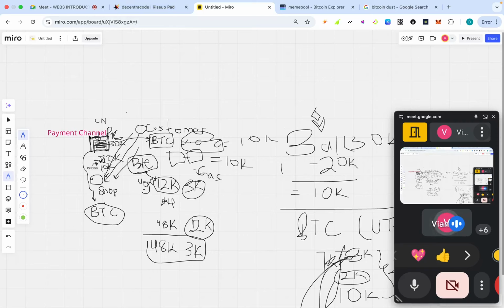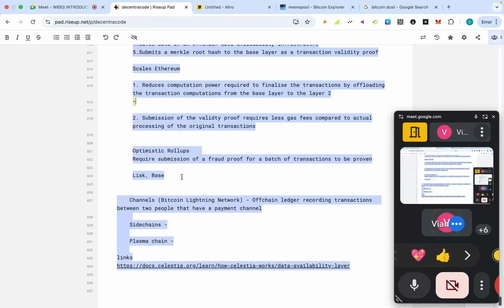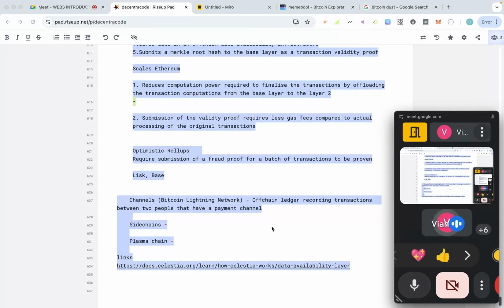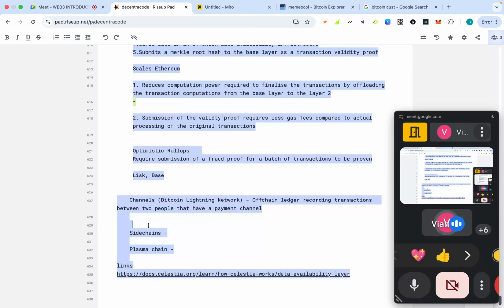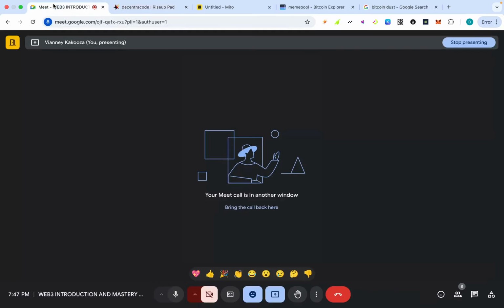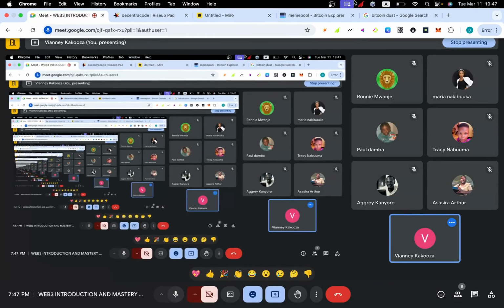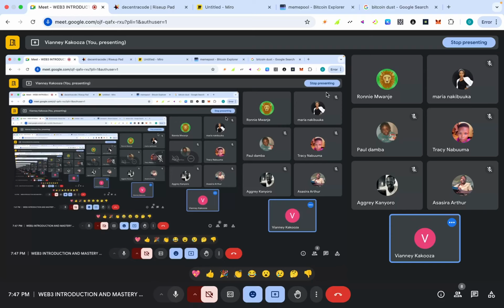So essentially that's a payment channel. So I think what we're left with is side chains and plasma chains. So should we go on or should we take a break and have some questions? What should we do? Some feedback, please.